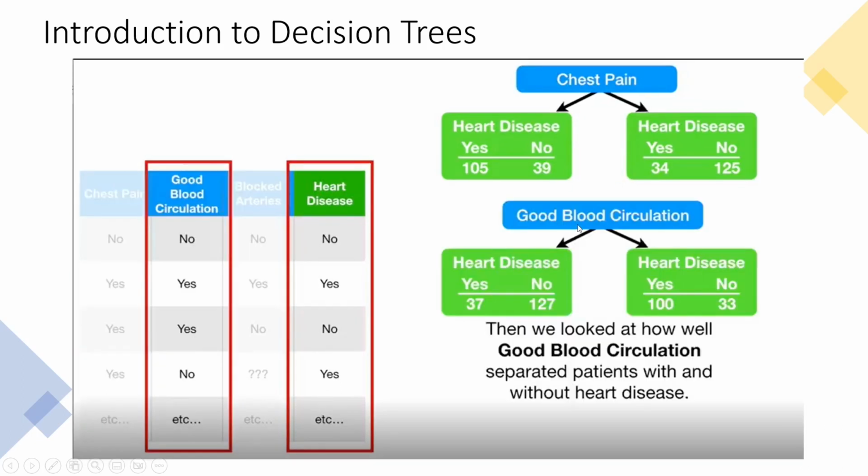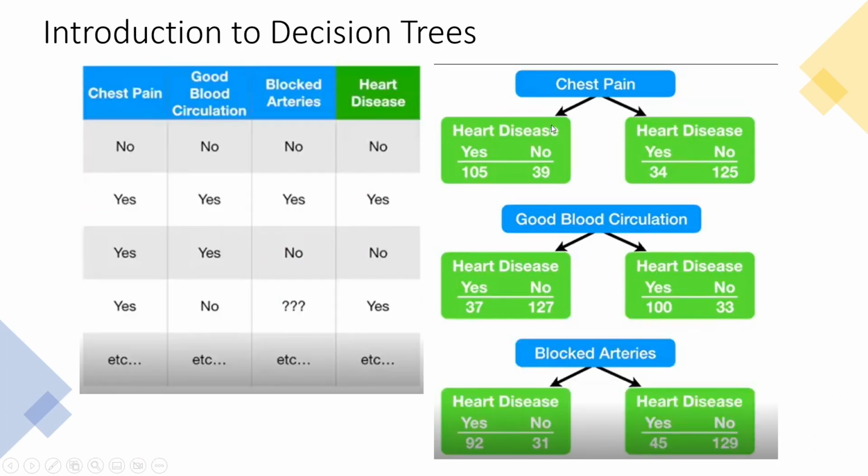So we create the same table for all independent variables. We have good blood circulation as well as blocked arteries. We do the same for all independent variables. Then we somehow need to make a decision which of these subtrees will be the root of our decision tree.